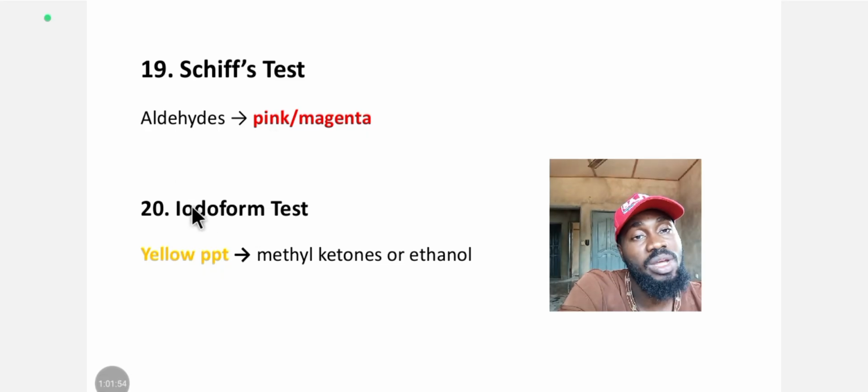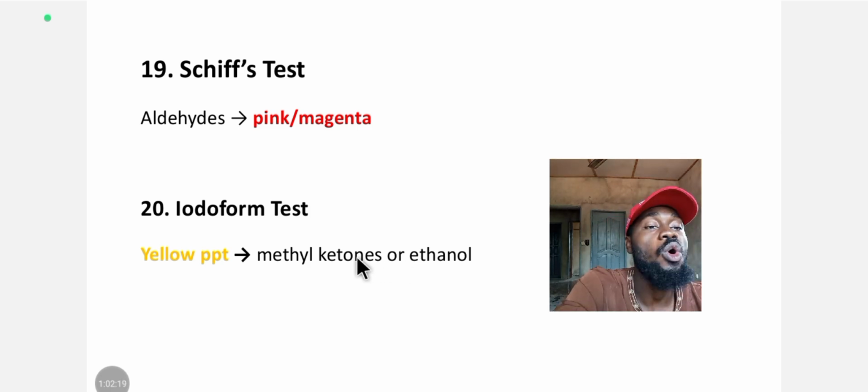The next we have here is number 20, the iodoform test. You add the iodine reagent to the solution in question, in which you suspect a carbonyl compound is present. When you get a yellow precipitate, that shows that a methyl ketone or ethanol is present in the solution.